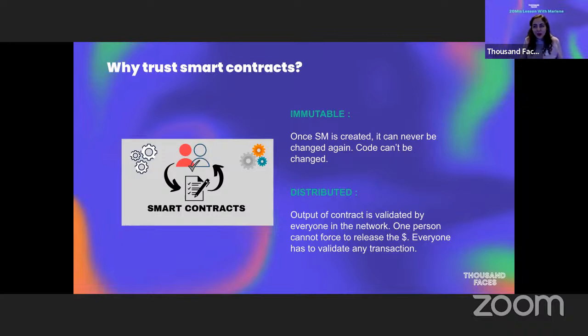So these are two very important characteristics of smart contracts. And these two give us the value that lets us trust smart contracts, because they cannot be changed and they're distributed. So not one single person can change it. This changes the dynamic of having to trust a third party, because smart contracts don't need this trust, since they have these characteristics.